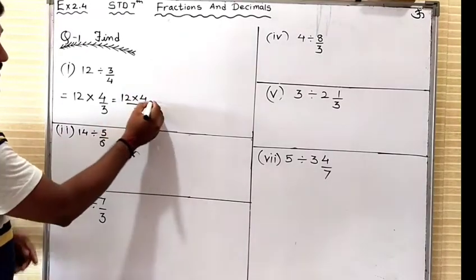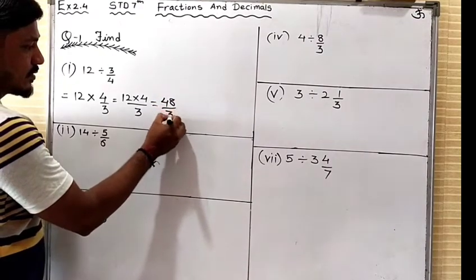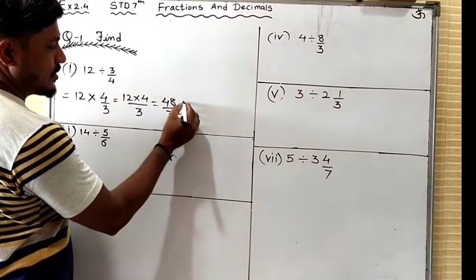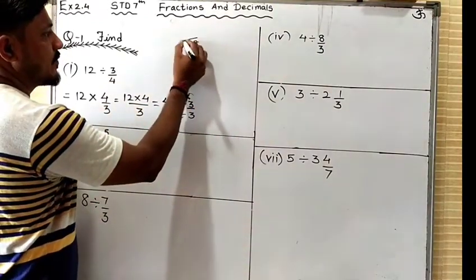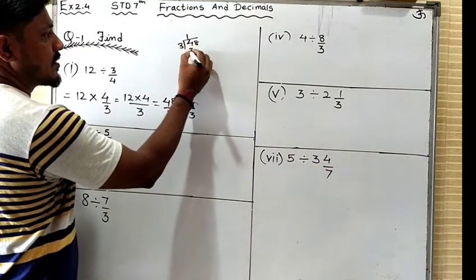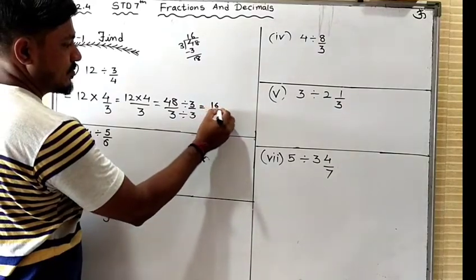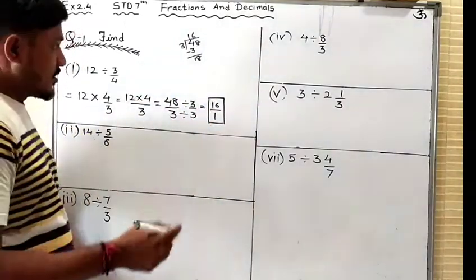Don't do direct cancellation. 12 4s are 48. Now here highest common factor is 3. It is possible to divide 48 by 3. Now 48 divides by 3. 3 ones are 3, 3 6s are 18. So that is 16 by 1, a whole fraction. Now next one.